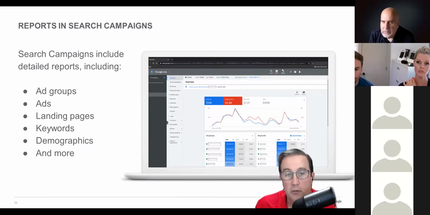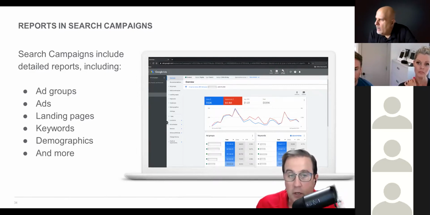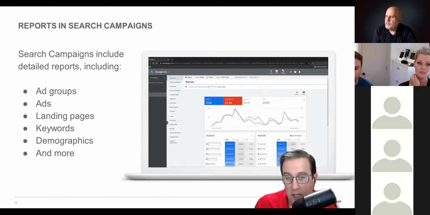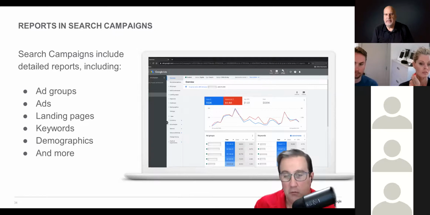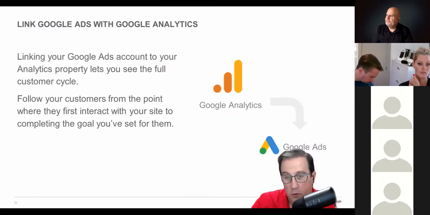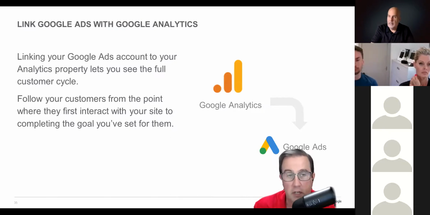In search campaigns, you get much more detailed reports about ad groups, ads, landing pages, keywords, demographics, and more. So there's much more robust reporting in a search campaign, or other campaign types outside of Smart, within Google Ads. When you go into a certain campaign or ad group, it will give you detailed stats for that specific campaign or ad group that you're viewing in the Google Ads interface. So key takeaway: much more robust reporting in a search campaign than in Smart.